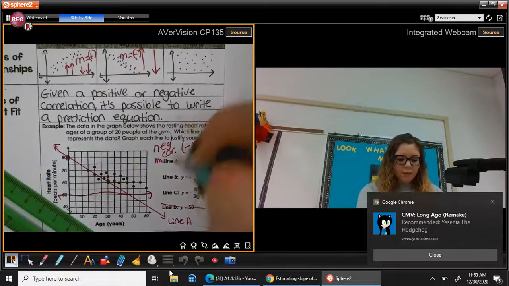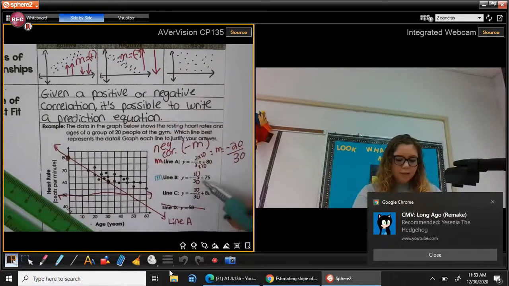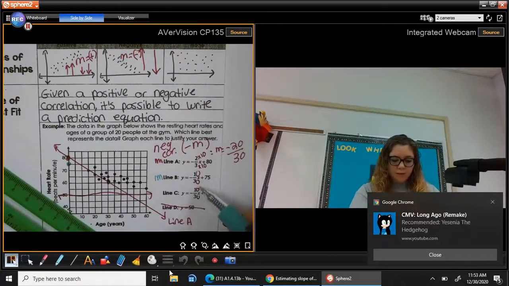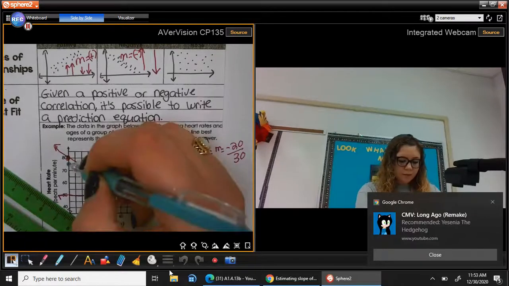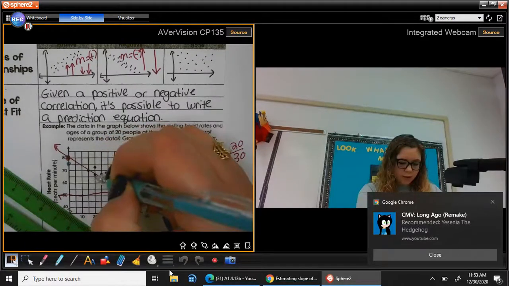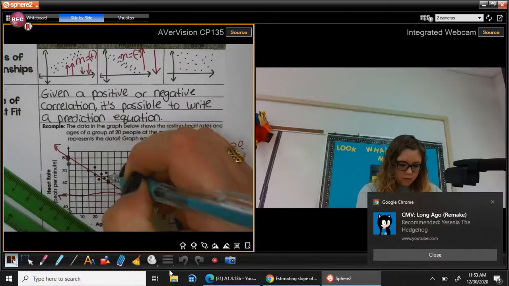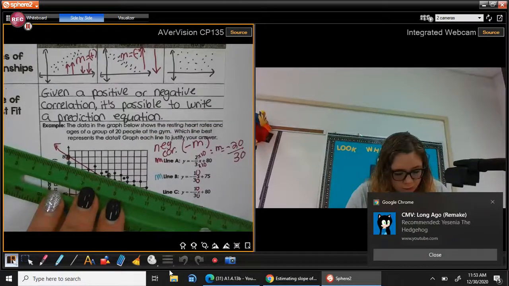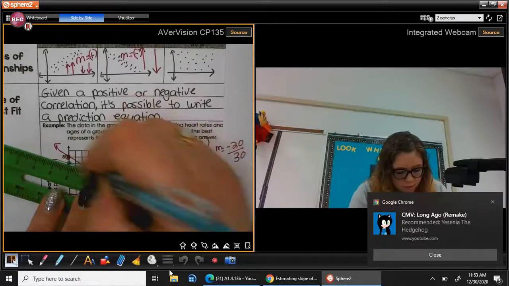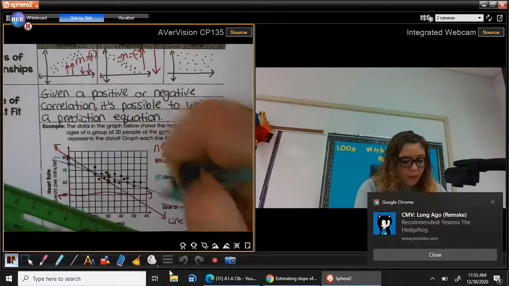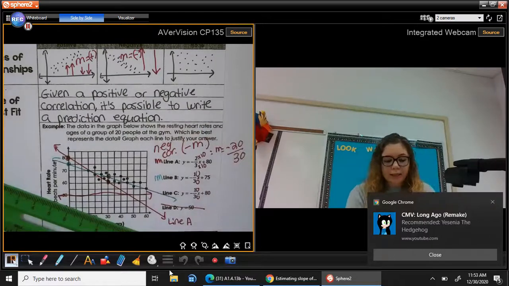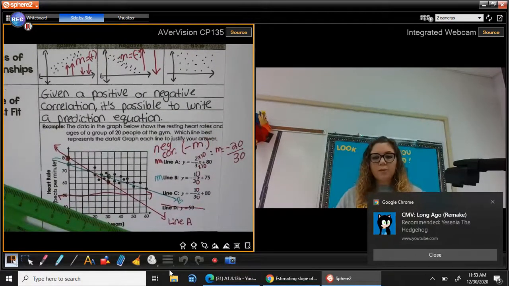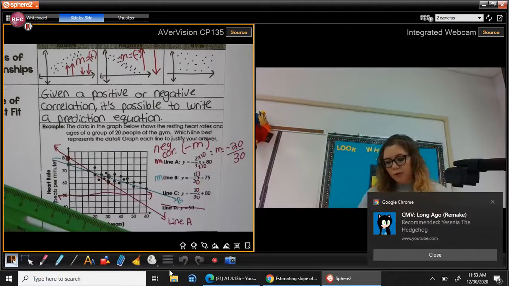Now we're going to do line B. 75. And again, 10. My slope is negative 10 over 30. So 5, 10, go over 30, right here. Connect my dots. Ooh, that one looks pretty good. But again, we're still going to graph all of them to make sure that that is the one that we're going to use.